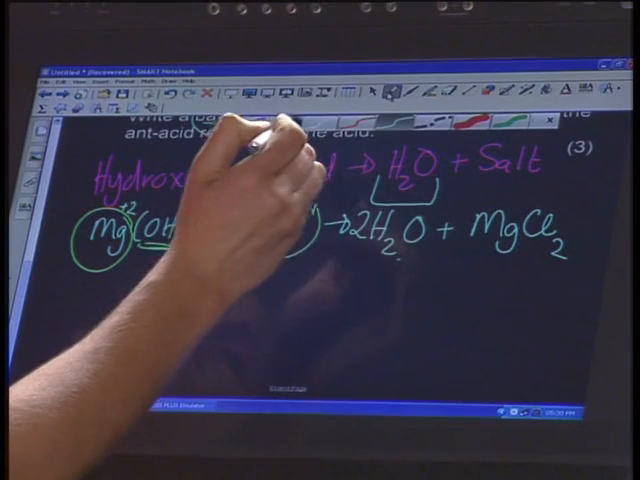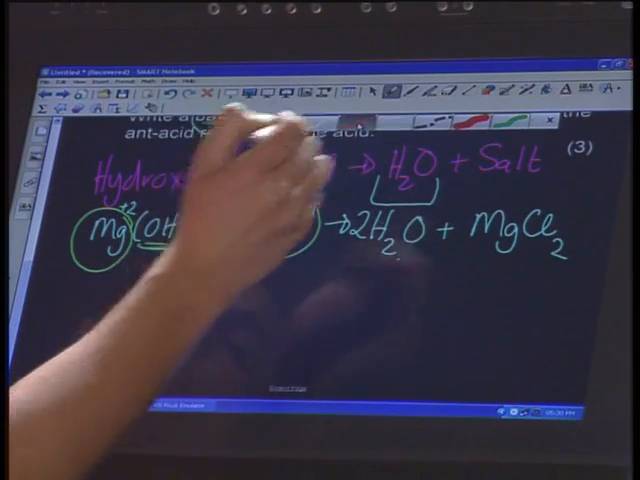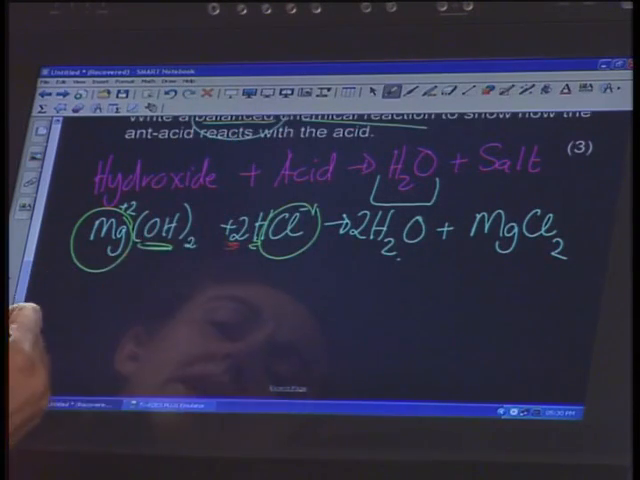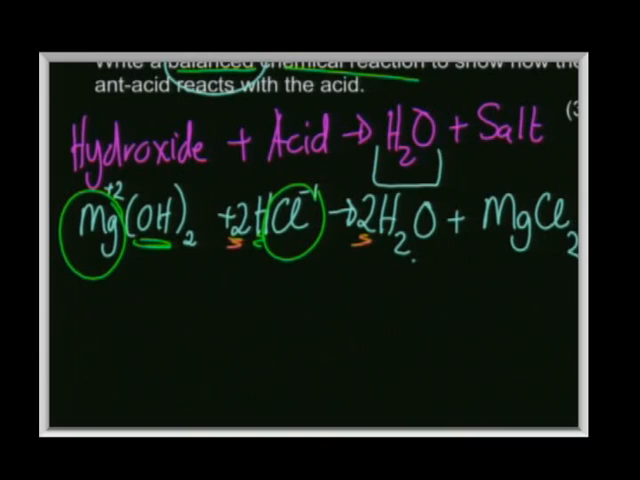So just to highlight the balancing so that you can see it, I've added the 2 in over there, and I've added a 2 in over there. My magnesium is balanced as it is, so I don't need to bring in any further balancing.